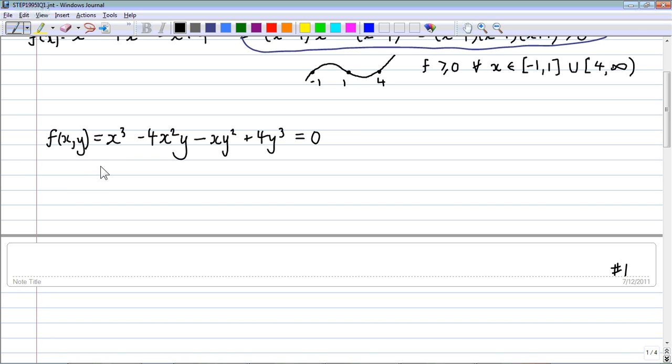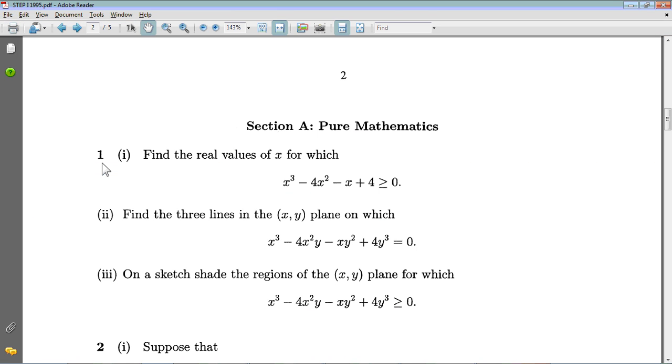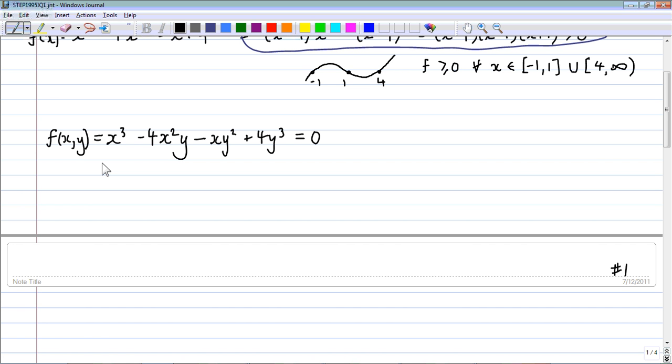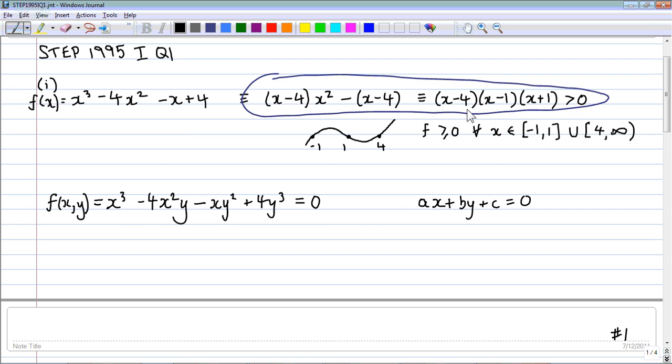Now we want to know when it's 0. And if I remember correctly, the question gives us a bit of a hint, because it tells us we're looking for three lines on the plane, the xy plane. Now lines, of course, can be written in the form ax plus by plus c equals 0 in general. In this case they will be of the form ax plus by equals 0. But you should understand that if we write this general equation of a line, it's very analogous to the linear factors that we find in polynomial solutions, or polynomials of one variable.